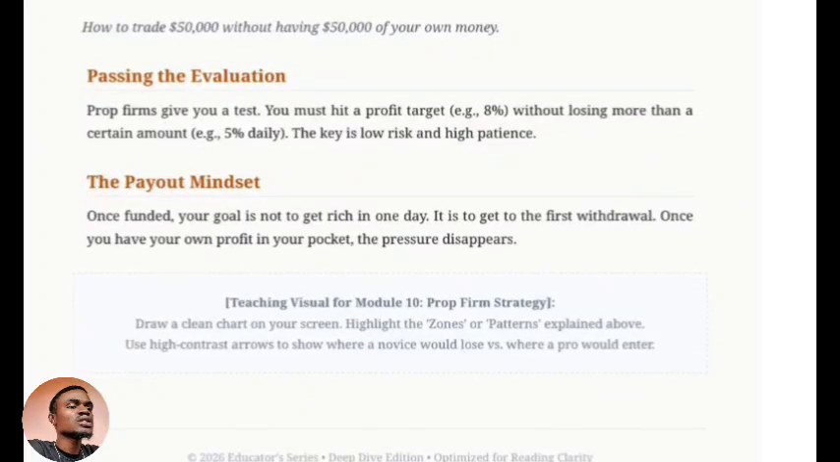Then the payout mindset. Once funded, your goal is not to get rich in one day. Let's say, for example, someone gets a prop account of $10,000 after trading the simulated account, which is the test phase. You passed it and you get funded. Some people think, I've been funded right now, let me pump the market. Let me shoot the market so that I can make money and withdraw as soon as possible. Let me go and borrow. Let me go and do one or two things. Every trader will have the mindset like, okay, we need money to do this or do that.